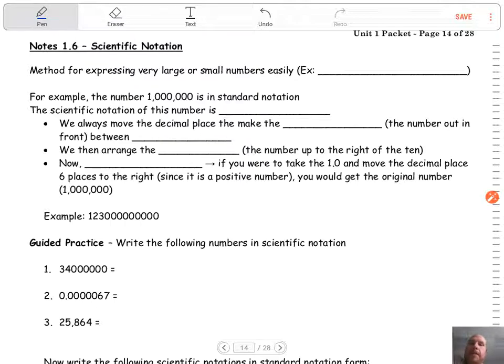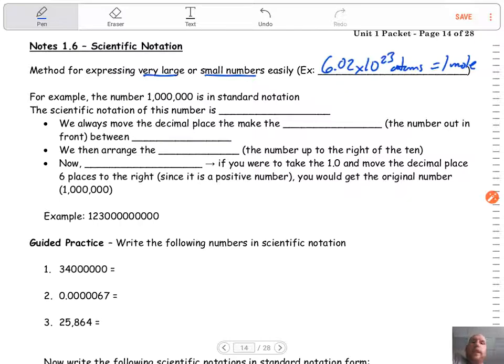You'll know and remember scientific notation is just a method for expressing very, very large and small numbers easily. For example, this is a number that we're going to use all throughout the year: 6.02 times 10 to the 23rd atoms equals 1 mole. You have no idea what that is. It's okay. In Unit 3 we will talk about it, so don't worry about it right now.